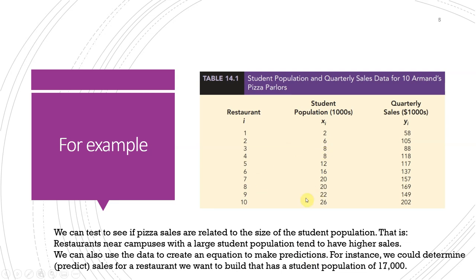So think about this. What if we were thinking like, hey, we want to open up another pizza parlor. What if there's a nearby campus with 17,000 students? What might we expect for quarterly sales? Well, we can take this data, estimate a regression line, and then plug in different values such as 17,000 to predict sales. So then ahead of time we'd know, okay, well, if we have a campus nearby with 17,000 students, what could we expect for sales? Because you'd want to know that before you start building your pizza parlor, because if you know ahead of time the quarterly sales aren't going to be that great, then you might decide not to build.